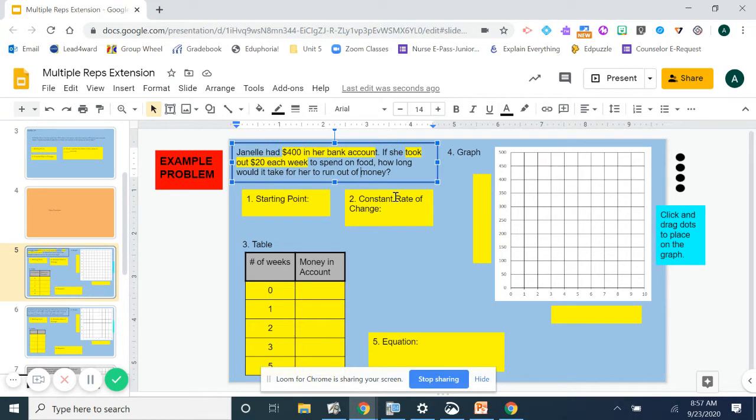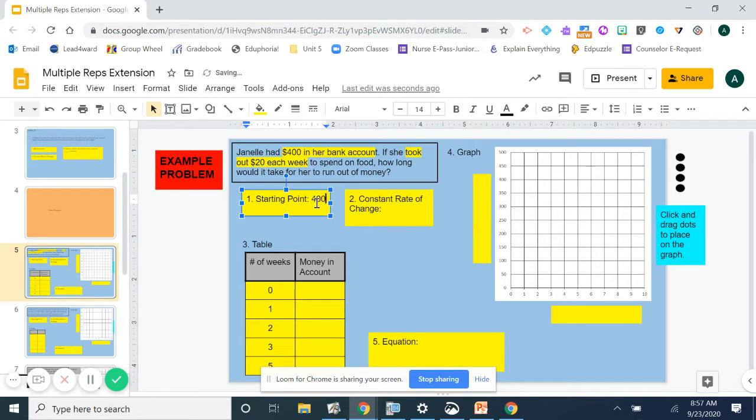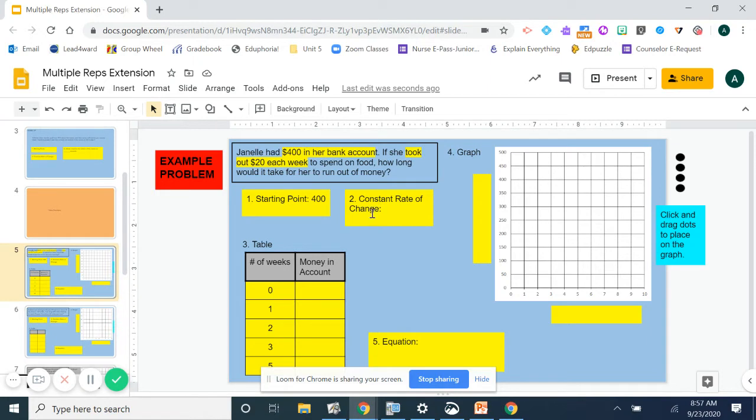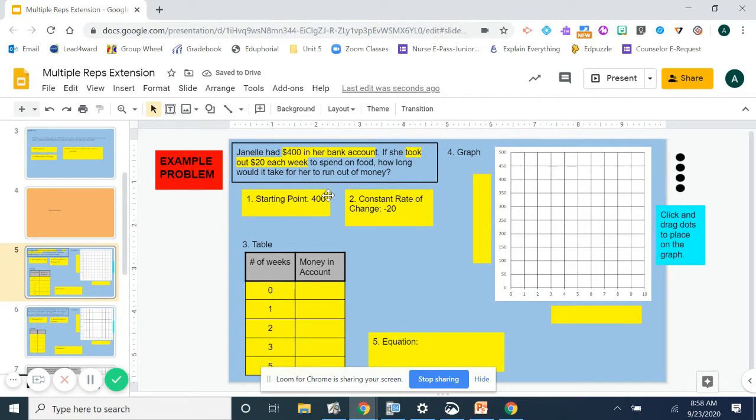Now I have to decide the first thing. If you notice here, I have to decide what my starting point is. So if she had $400 in her bank account, that tells me that's how much she had at the very beginning. So $400. Now my constant rate of change, okay? So she's taking out $20 each week. So if that's the case, then that tells me that is a constant rate of change because it's for every 1 week. Now she is taking the money out, so that also tells me that 20 is going to be a negative 20. So I have my two important pieces of information.